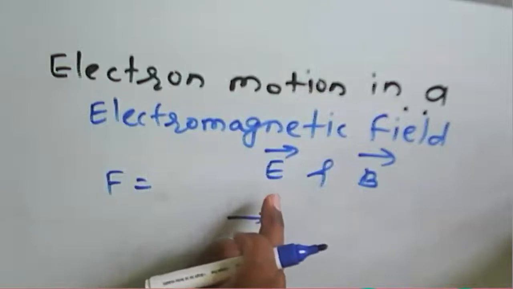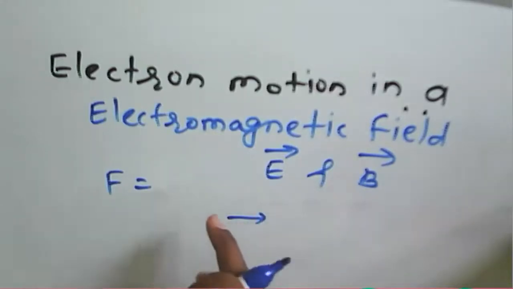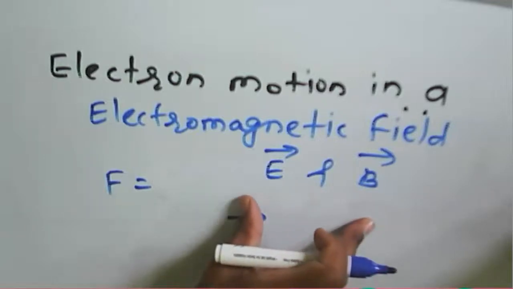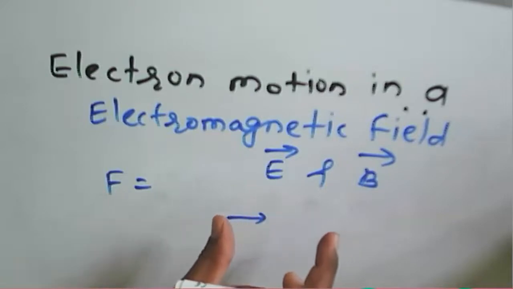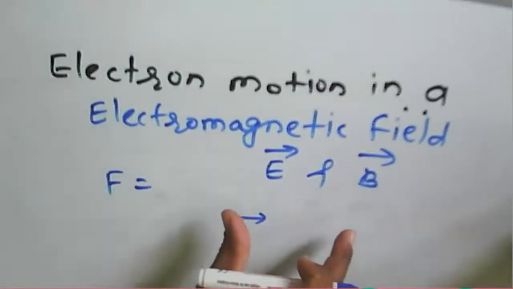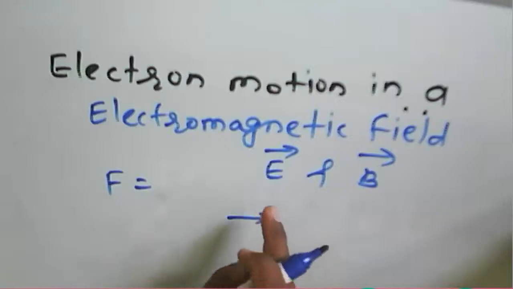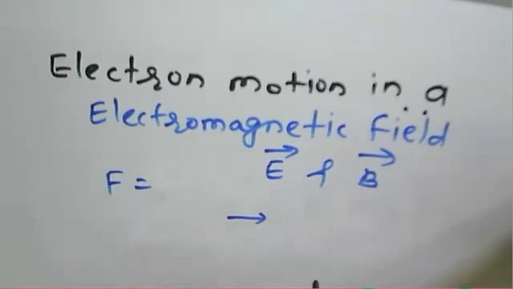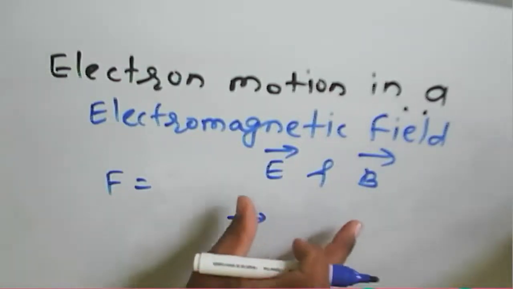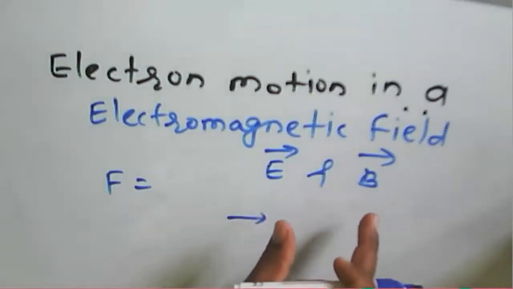Now suppose these two fields are in the same direction or in opposite directions, and the electron interacts. If both fields are in the same direction, the magnetic field will not exert any force on the electron. But if the electric field and magnetic field are in opposite directions and the electron is moving, then the magnetic field exerts a force on the electron. If both fields are in the same direction, that is called a linear tube. If the fields are in opposite directions, it is called a cross field tube.